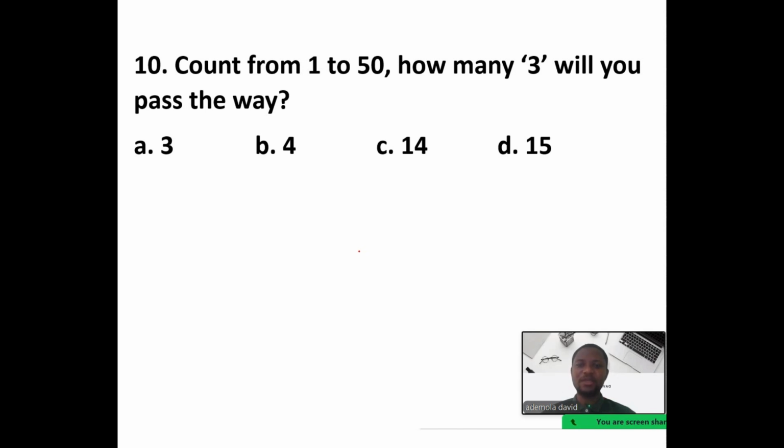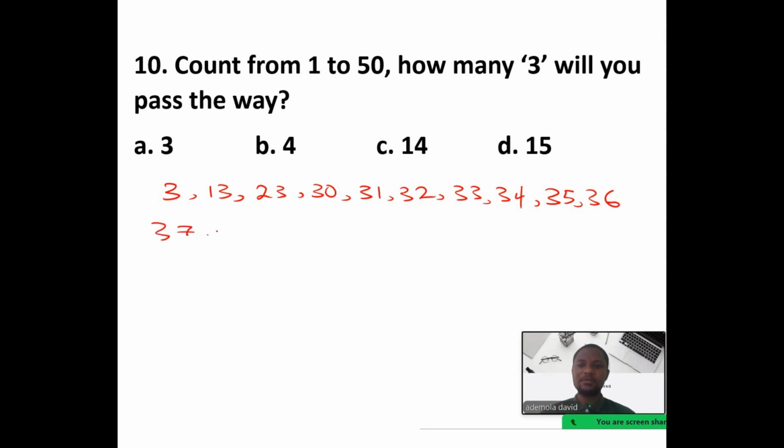Moving on to number 10. Count from 1 to 50. How many trees will pass away? From 1 to 50, how many trees? So the first is what? 3, followed by 13, followed by 23, followed by 30. Be careful, a lot of students would miss out the following numbers, which are 31, 32, 33, 34, 35, 36, 37, 38, 39. We have 43. I can't write 53, so these are just the numbers.